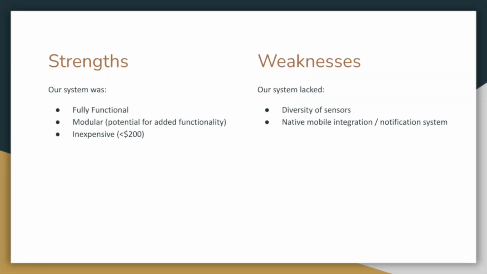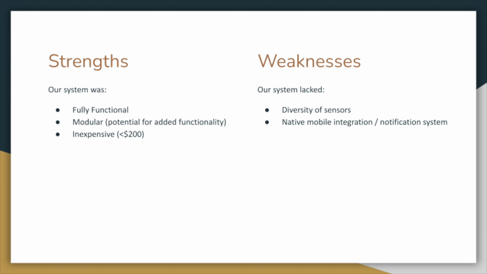Our final system showcased a strong realization of our initial design concept. The base network of sensors that we developed functioned exactly as intended, and our modular design allows for modifications to create a more complex system with more sensors and app functionality. The system is also relatively inexpensive as a whole, coming in at just under $200.